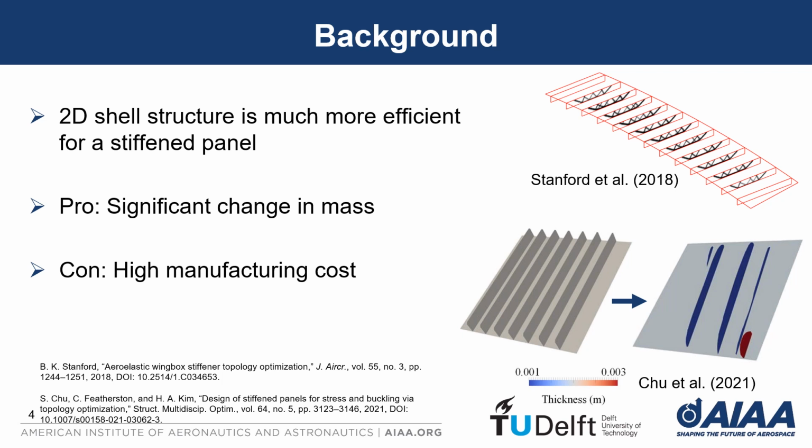Buckling analysis is time intensive. Therefore, to perform the topology optimization of a thin-walled structure, the efficient approach is to discretize the design domain with 2D plate or shell elements. The initial configuration in this case is generally fixed. Though this approach yielded a significant change in mass, the resulting design can be costly to manufacture.